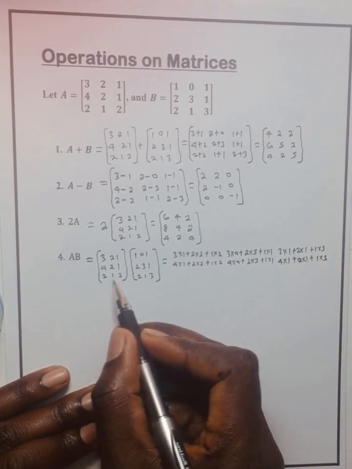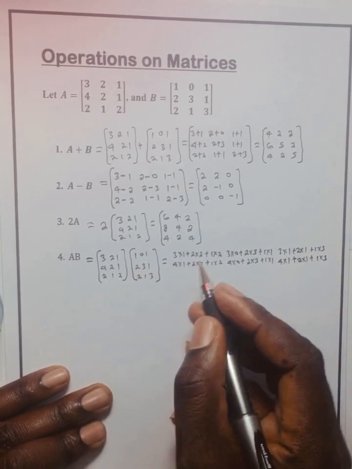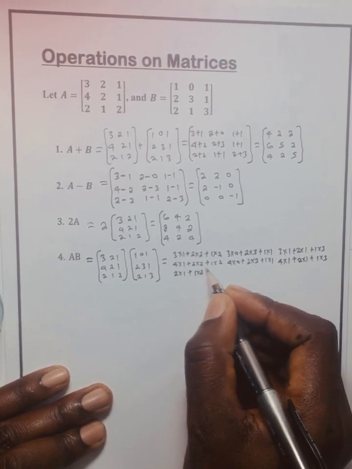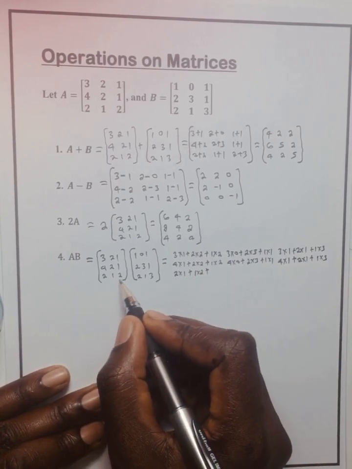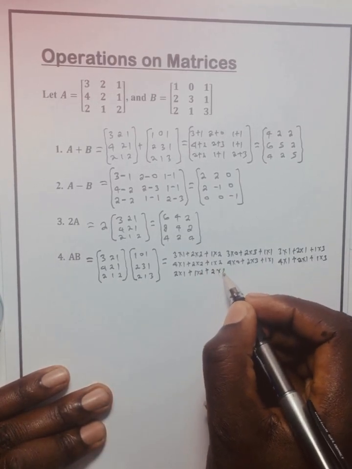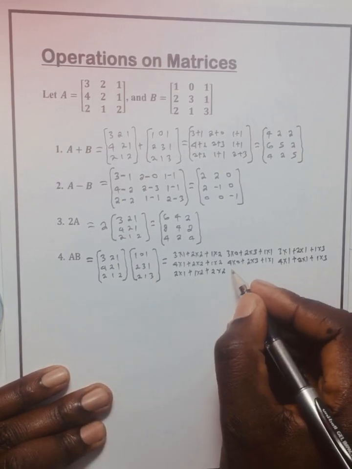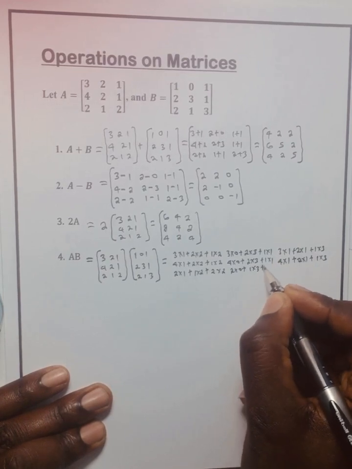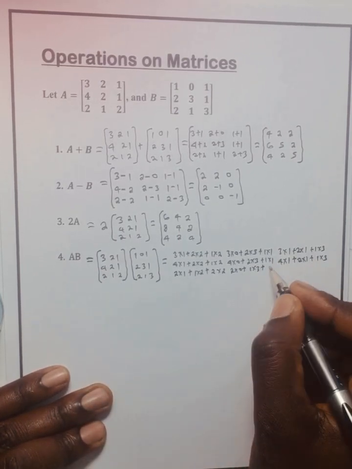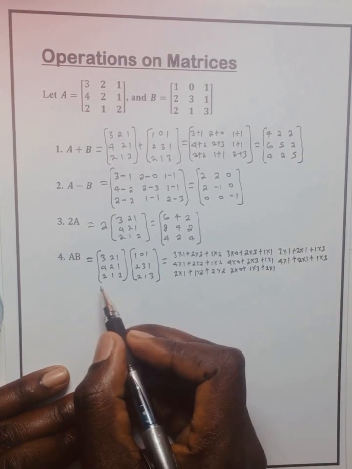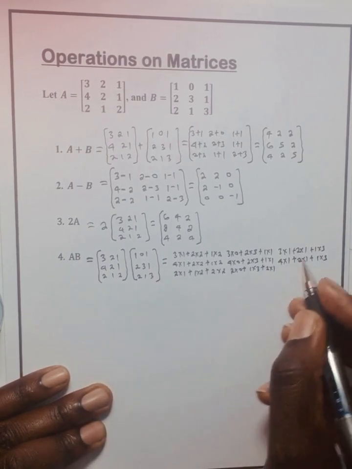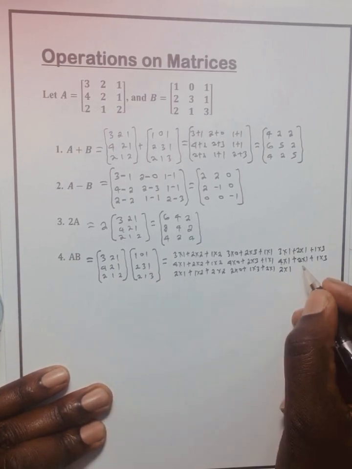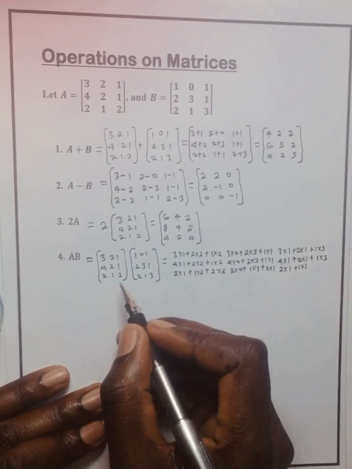Then we're now in the last row, row 3. 2 times 1 plus 1 times 2 plus 2 times 2. Then 2 times 0 plus 1 times 3 plus 2 times 1. Then the last column now, 2 times 1 plus 1 times 1 plus 2 times 3.